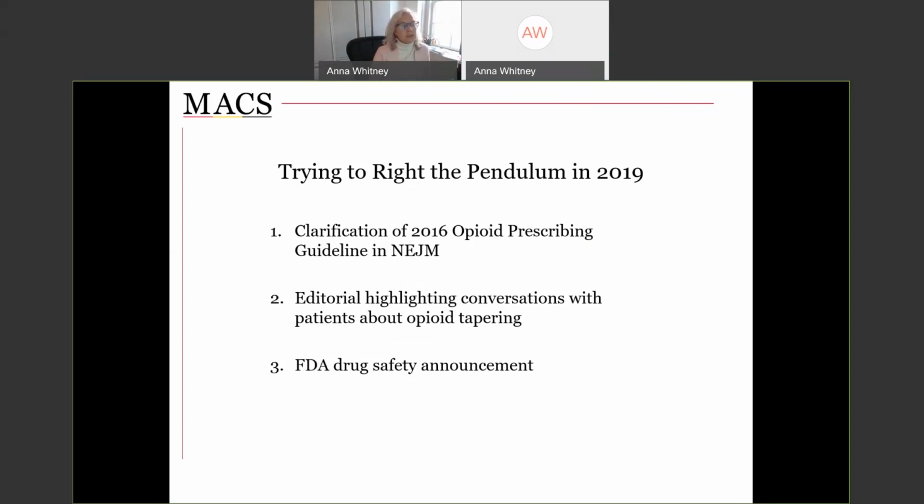The first is that there was a clarification of the 2016 opioid prescribing guideline, published in the New England Journal of Medicine by the authors of the 2016 guideline. There was also an editorial that highlighted conversations with patients about opioid tapering, emphasizing that it's the voluntary nature and patient buy-in that is so critical, and that forced tapers may lead to unintended negative and adverse consequences for patients. The third was that the FDA came out with a drug safety announcement around this topic.